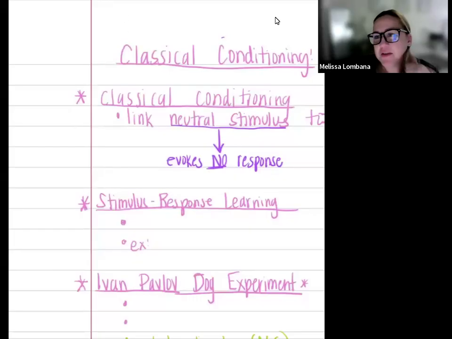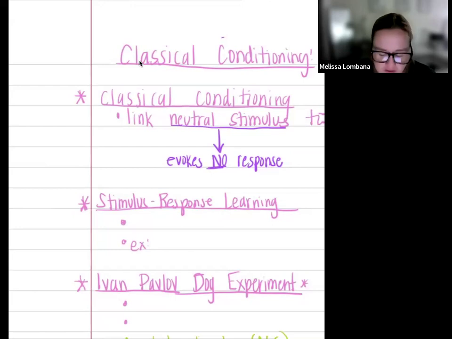Okay, guys, we're going on to the next set of notes, which is classical conditioning. This one is going to be a little confusing because it has a lot of vocab, and it's the same words over and over again. So it's a good idea to always break down the words, as I tell you to do, okay?